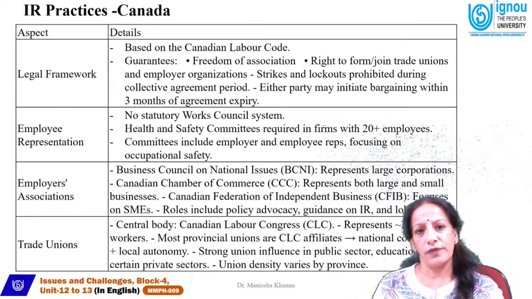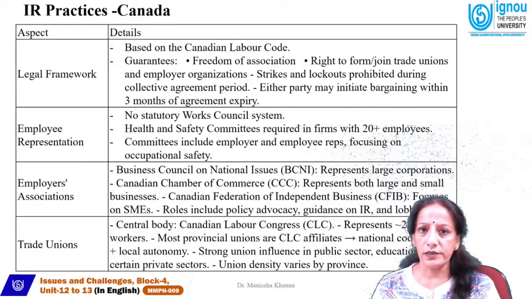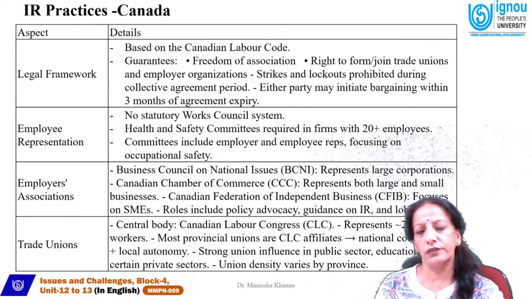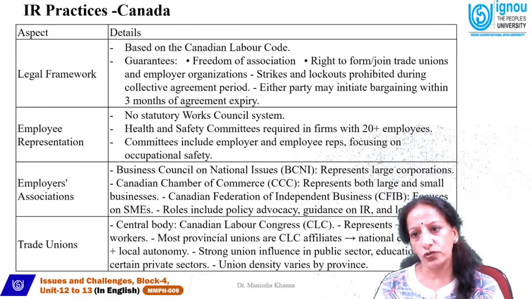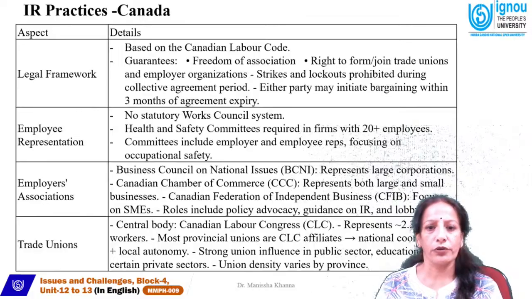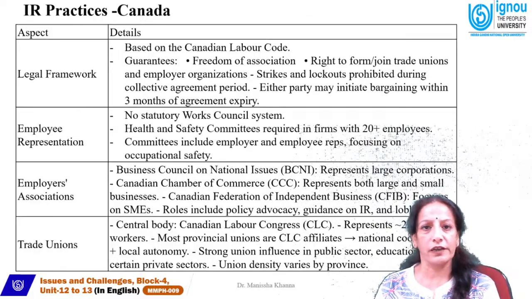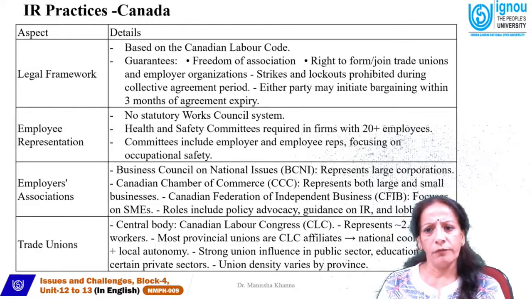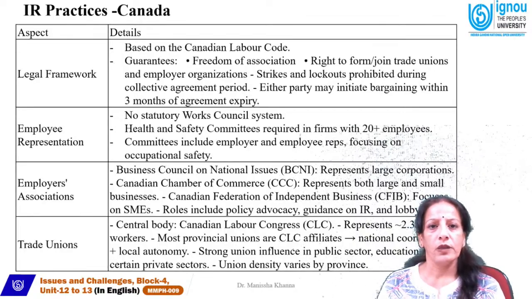Let's see what the IR practices in Canada are. The legal framework of Canada is based on the CLC, that is the Canadian Labour Code. It guarantees freedom of association, the right to form and join trade unions and employer organizations. Strikes and lockouts are prohibited during the collective agreement period. Either party may initiate bargaining within 3 months of agreement expiry.